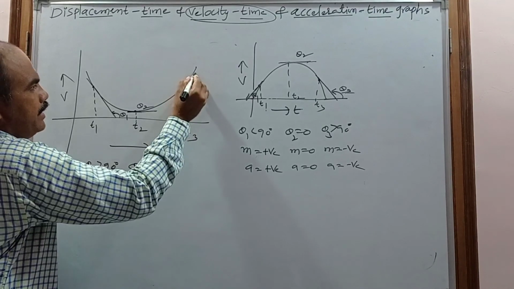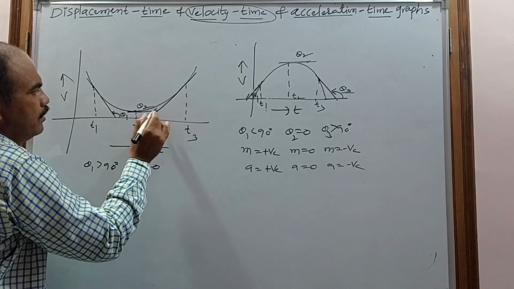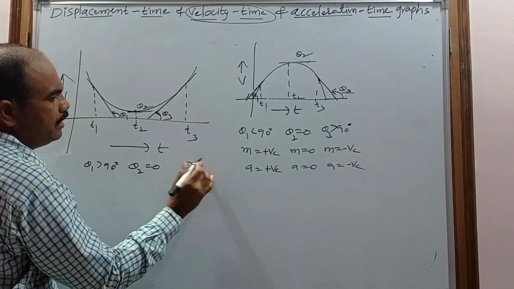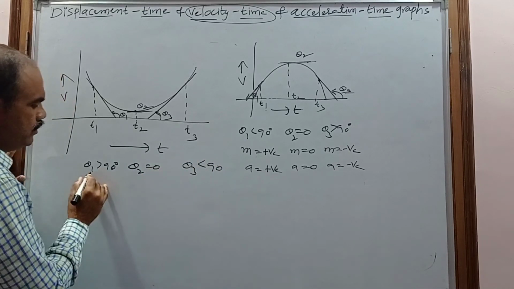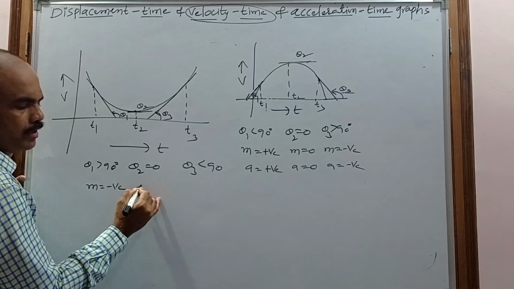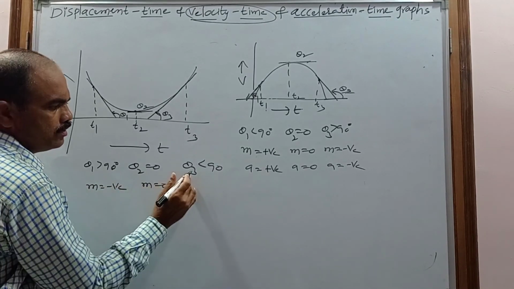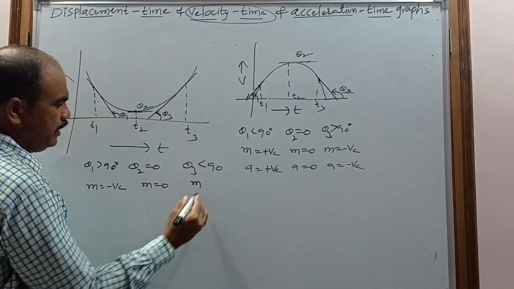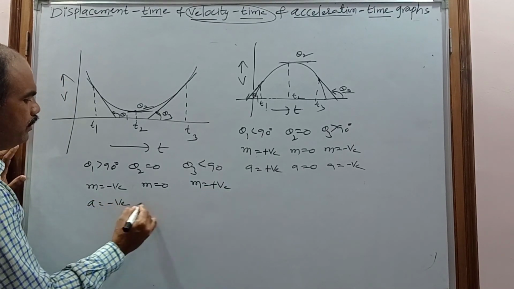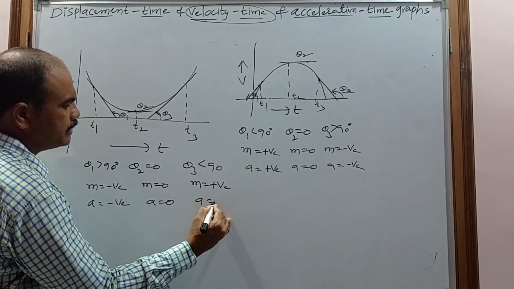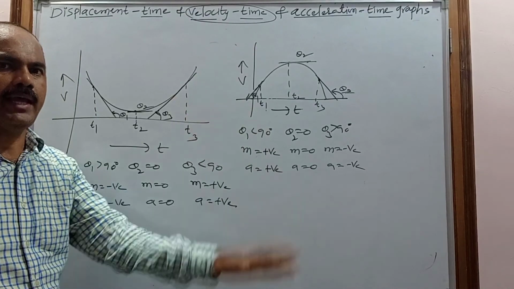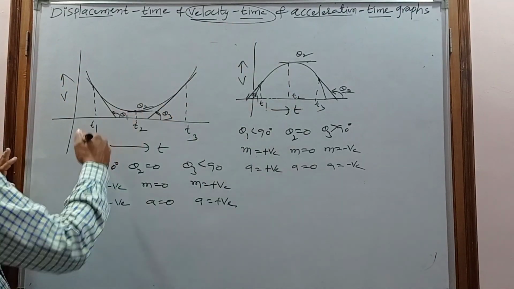And this is a tangent drawn at t3 time. Now this angle will be theta 3. So theta 3 will be what? Less than 90. So theta greater than 90 means the slope is negative. Theta equal to 0, slope is 0. Theta 3 less than 90 means the slope is positive. And here acceleration is negative. Here acceleration is 0. Here acceleration is positive. And acceleration is gradually increasing.